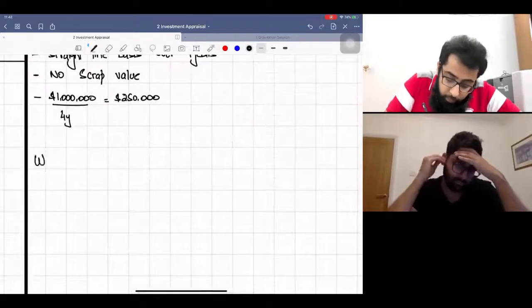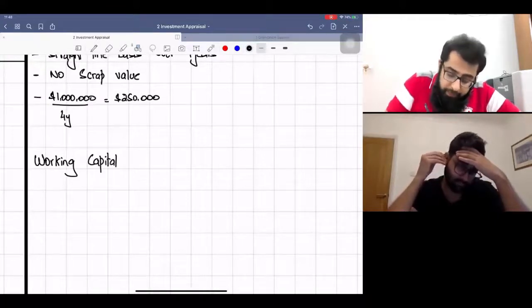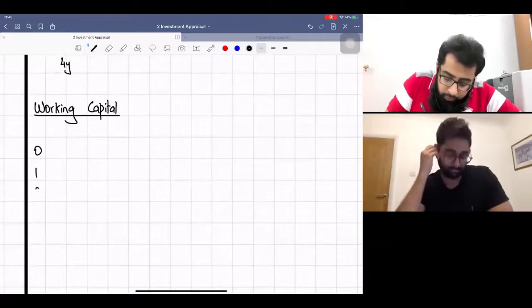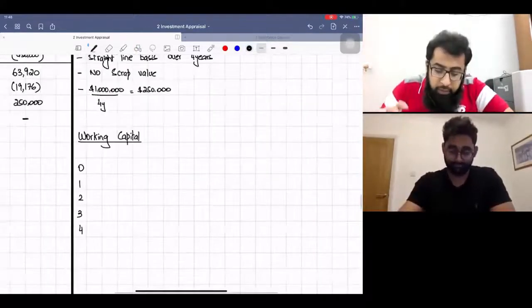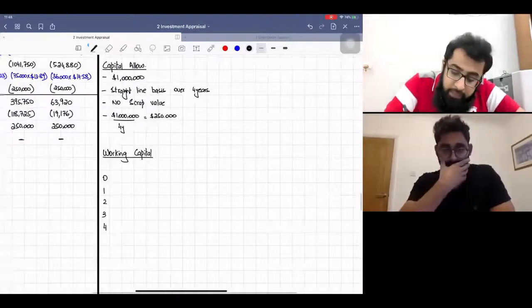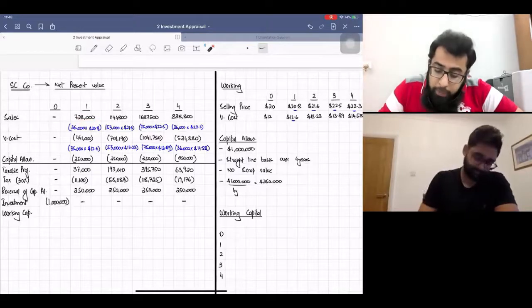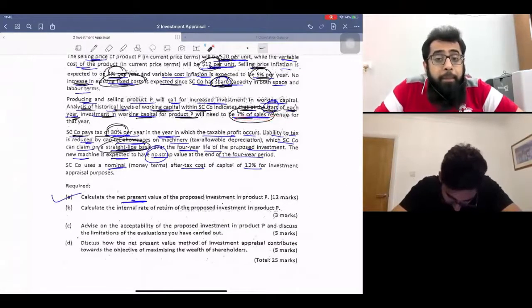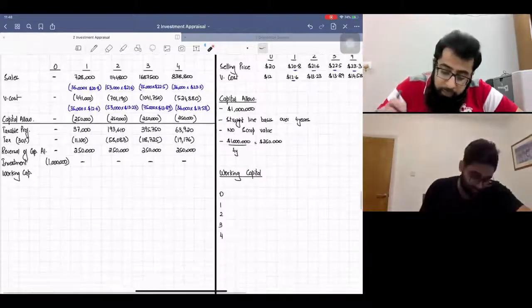Now this is the thing which you need to understand. Look at it, working capital. Basically year 0, year 1, year 2, year 3, year 4. These are your years. This is the sale, 728,000. How much working capital do you need? You need working capital of 7% of sales. So we just times it by 7%.